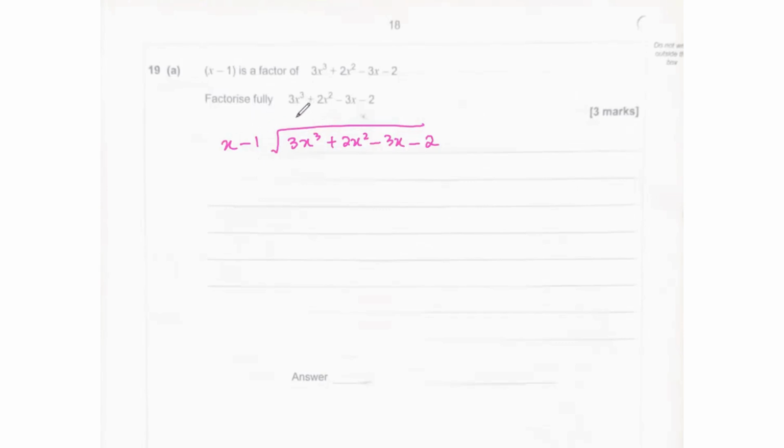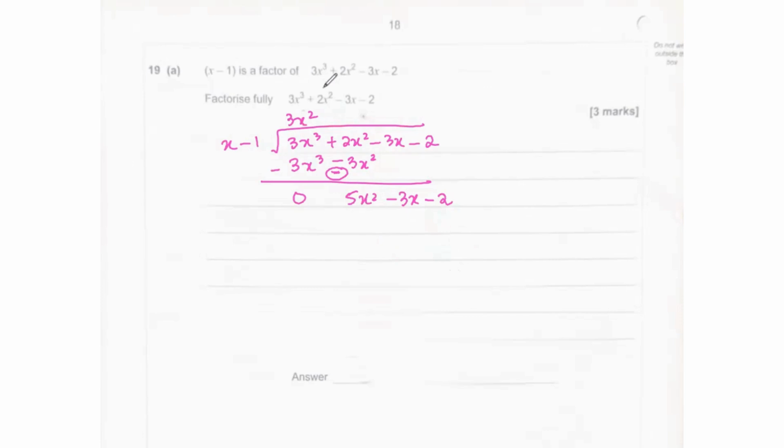First, we start with multiplying 3x squared with x. Why? Because 3x squared times x is going to give us 3x cubed. And when we subtract, we get a 0. Then 3x squared times 1 is going to be negative 3x squared. Subtract, and that's going to give us 5x squared, since 2x squared minus negative 3x squared is 5x squared. Then negative 3x and negative 2 come down as they are.